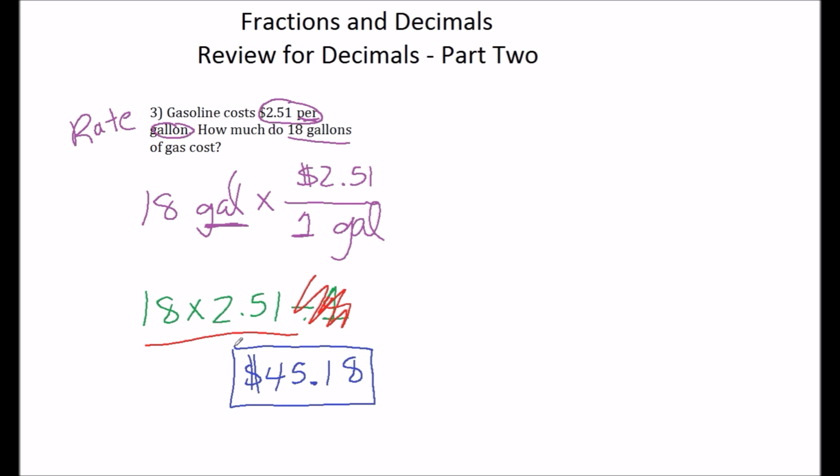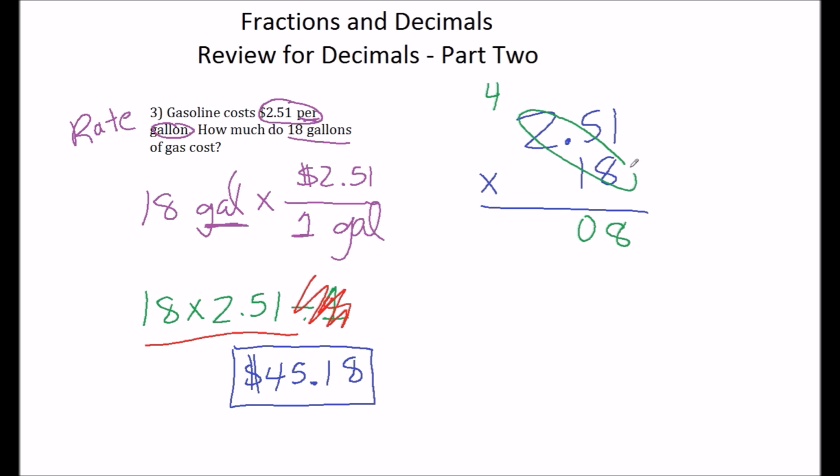Again, like in number 2, typically we like to put the number with more digits on top when we multiply. So $2.51 has 3 digits, so I'll put that on top, compared to 18 only has 2. And remember, multiplying is the easy one. I don't have to worry about decimal points. The 18 doesn't have a decimal point because it's a whole number. So just doing my multiplication, starting with the 1 times 8, will give me 8. 5 times 8 gives me 40. Carry the 4. And then the 8 times the 2 gives me 16, plus the 4 gives me 20. And I'm done with the 8.